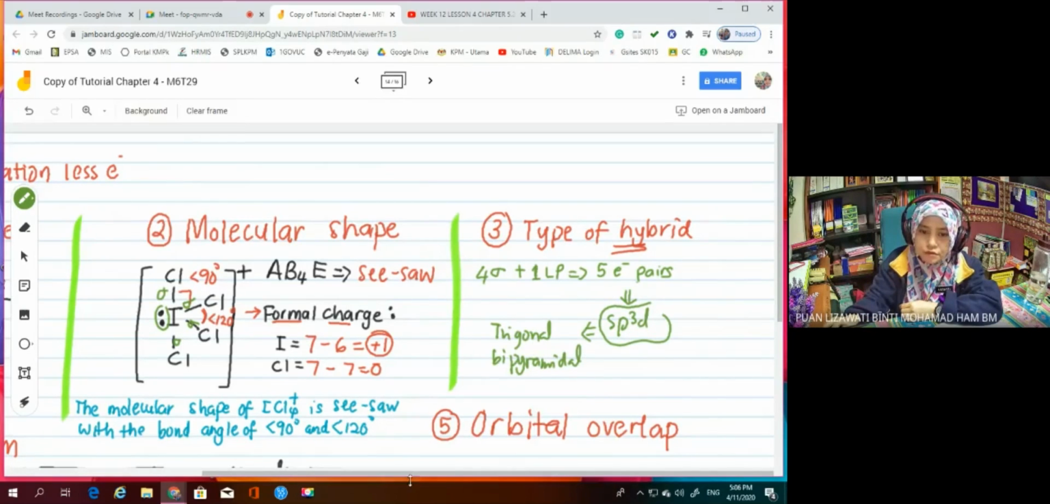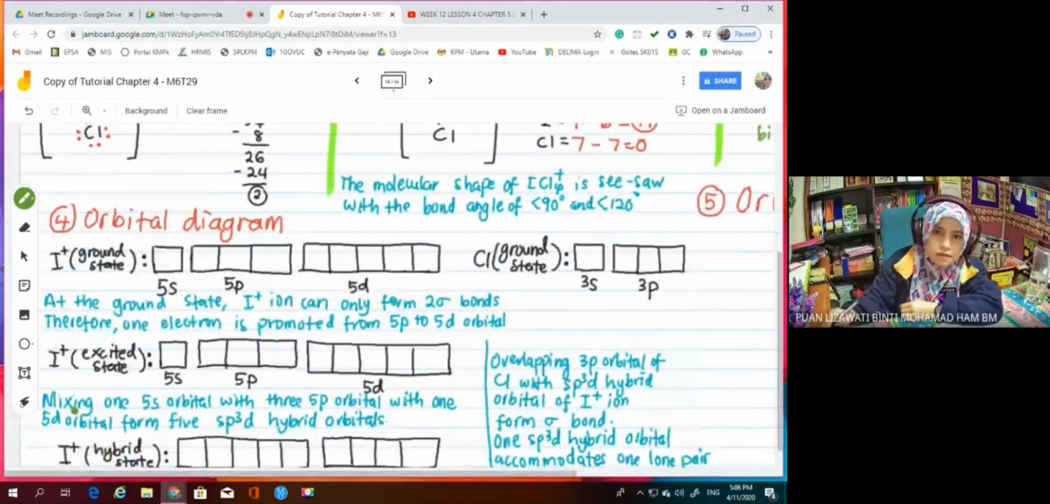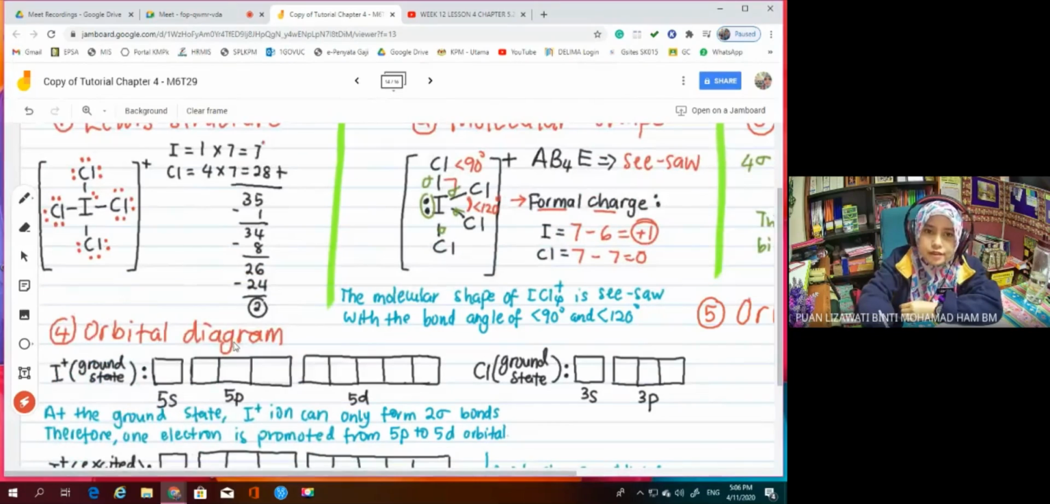Now we move to the orbital diagram. For the orbital diagram, start with the center. Since we already calculated that the formal charge for the iodine is positive, the orbital diagram we have to label I plus. In neutral, we know that iodine has 7 valence electrons. However, iodine now becomes I plus, meaning one less electron. Therefore at the ground state, I plus has 6 valence electrons.